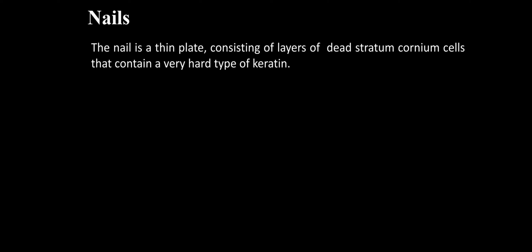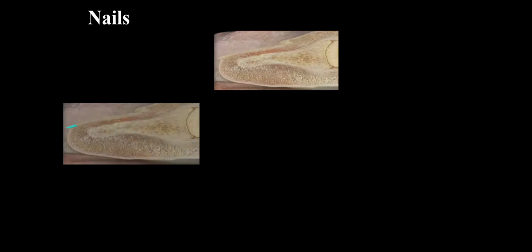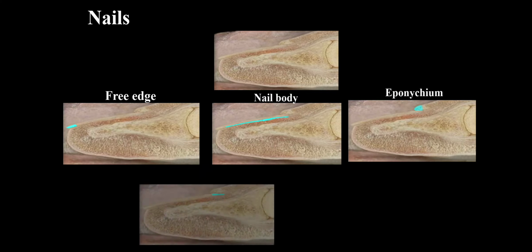So, next component of integumentary system is our nails. Okay, so nails or the nail is a thin plate consisting of layers of dead stratum corneum cells that contain a very hard type of keratin. So the integument includes the skin, the hair, and the nails. And the examination begins with a generalized inspection using a good source of lighting, preferably indirect and natural daylight. So kasama din po sa ini-inspect natin is yung ating nails. So ito po yung ating parte ng ating nails.